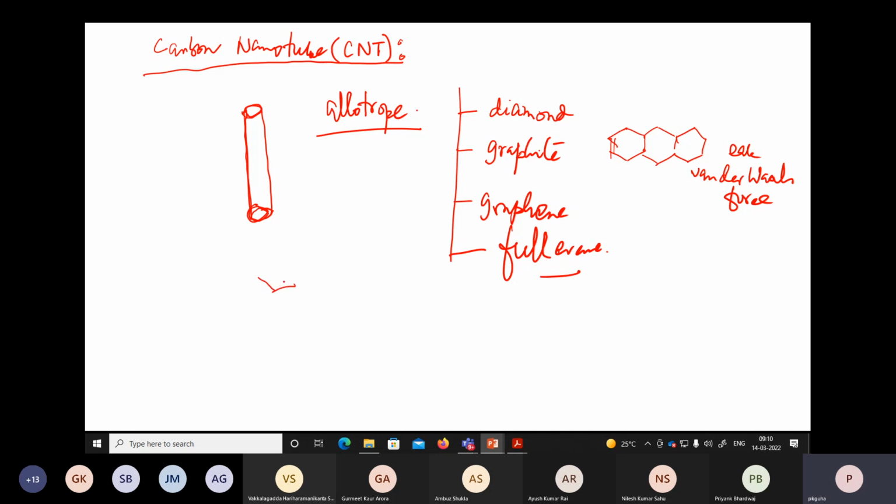My drawing is not good. If I draw like this, there is maybe another layer and so on, and these layers are basically connected through van der Waals force in graphite. But if you manage to remove, and if you have only one layer of graphite, or mono layer of graphite, this is known as graphene. So single sheet of graphite is basically graphene.